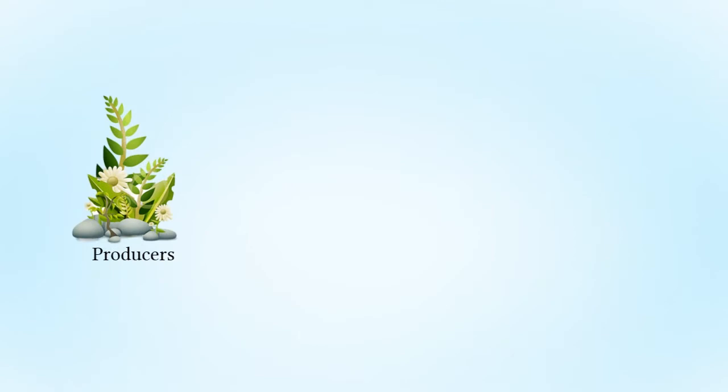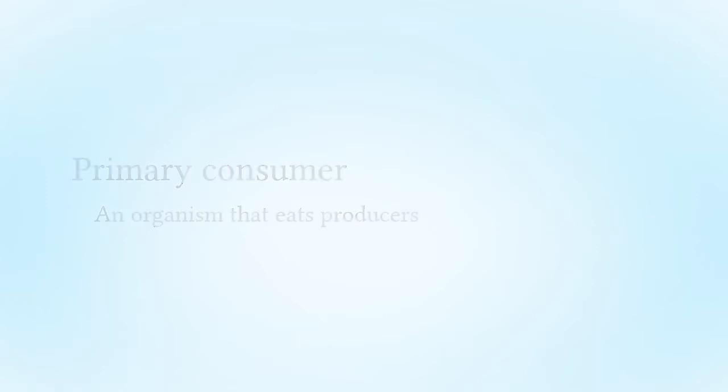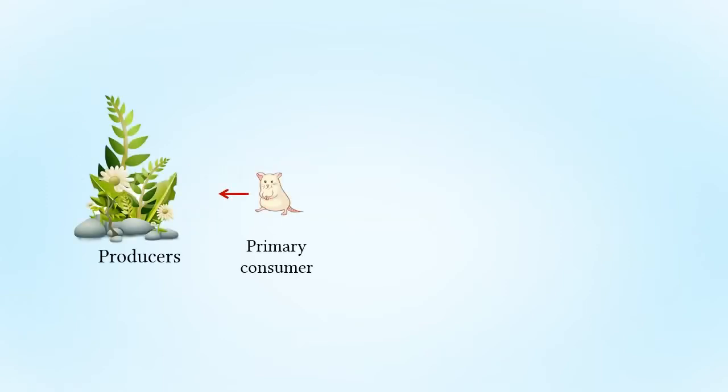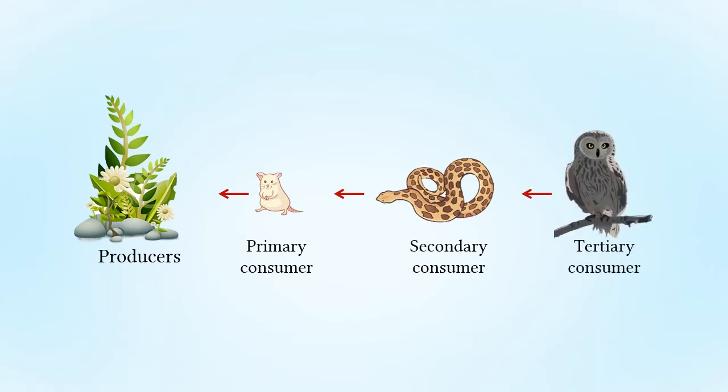And now we can further differentiate the types of consumers. When organisms get their food directly from the producers, such as herbivores, we call them primary consumers. A primary consumer is an organism that eats producers. Other consumers feed on these primary consumers. We call them secondary consumers. And if a carnivore feeds on the carnivore that ate the herbivore, we call it a tertiary consumer, or an organism that feeds on secondary consumers. We call each of these categories a trophic level.